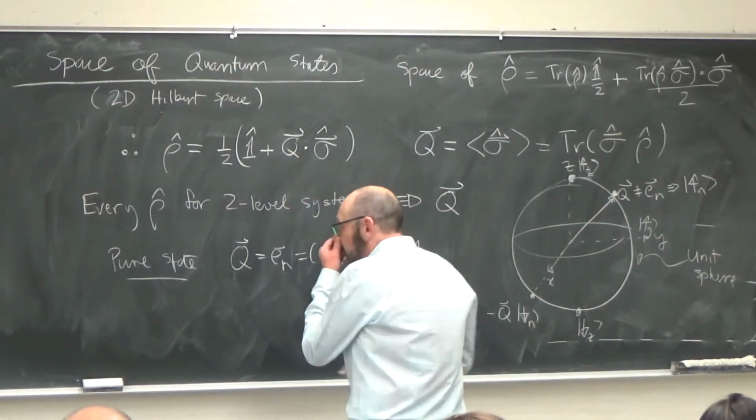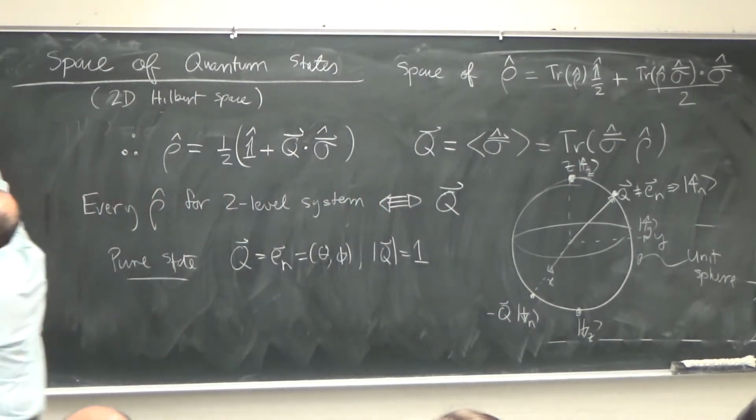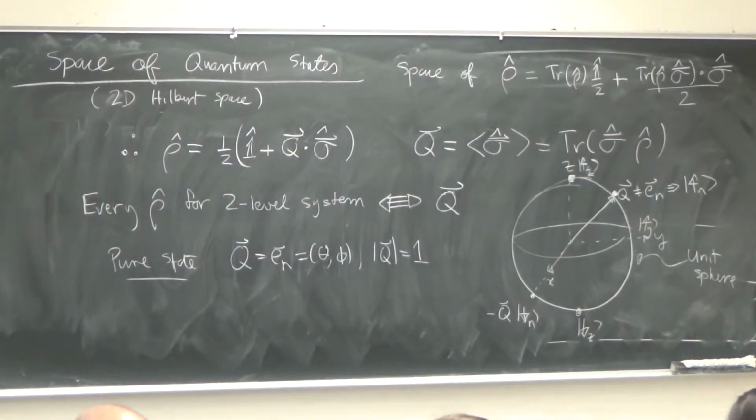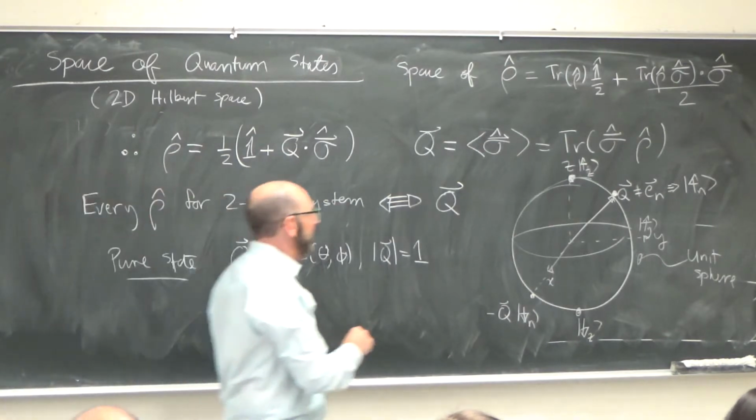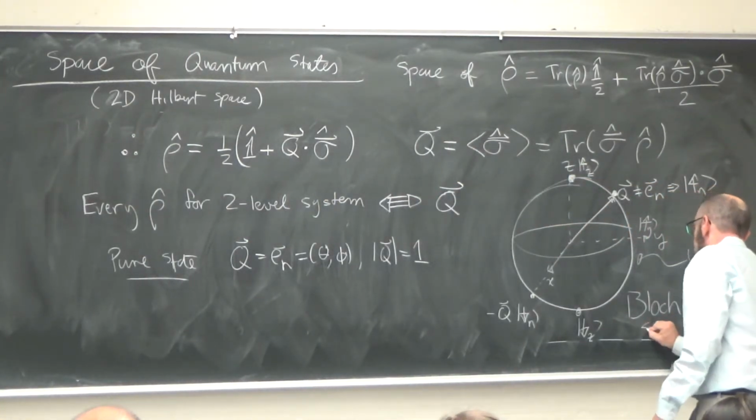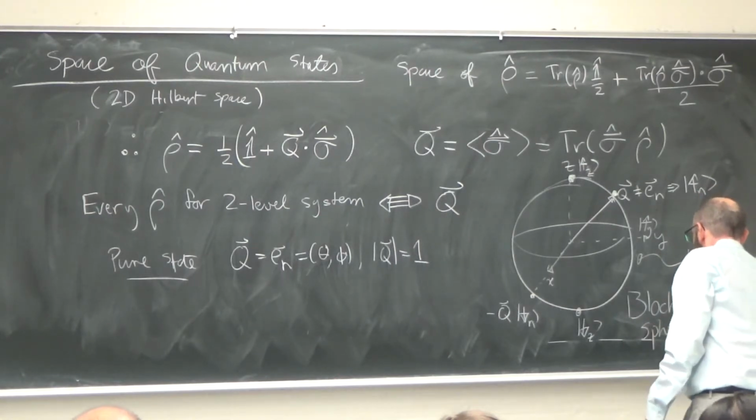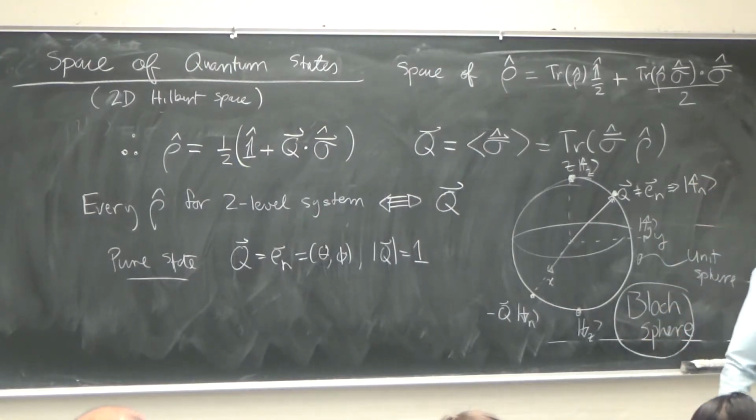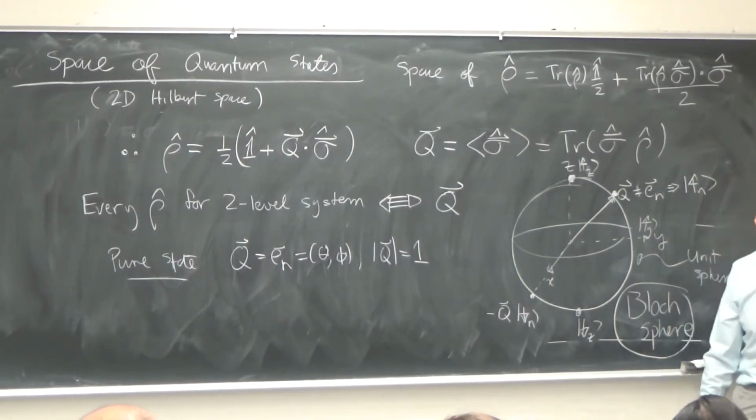Now, what about for the mixed states? Oh, by the way, I said this before, but I'll say it again. This is called the Bloch sphere. This unit sphere is called the Bloch sphere, one of the most useful modern constructs in quantum mechanics. It's old, but it's only more recently come to the fore when people start to think about quantum information.